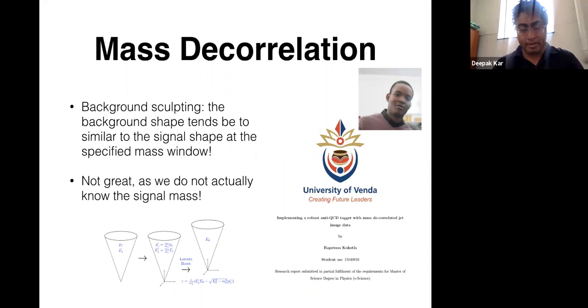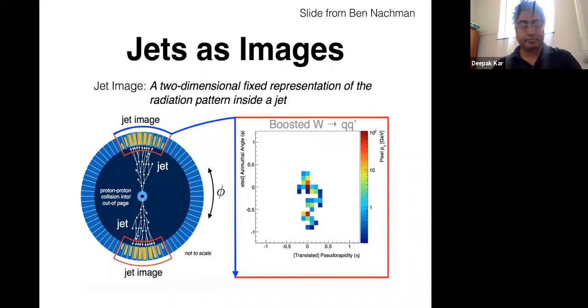I think one of my master's students, Kokotla, who worked on this with me, tried to decorrelate the mass when training. And I think we had some initial encouraging results, but the master's finished. Maybe we'll follow up on that later. So essentially in this project, we applied some Lorentz transformations to decorrelate the effect of mass.